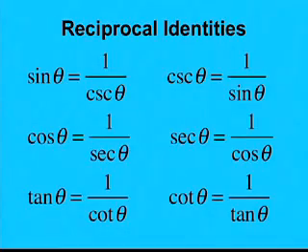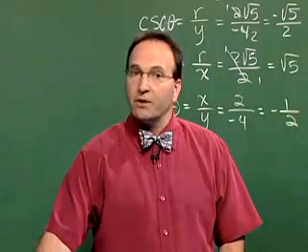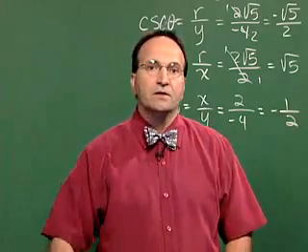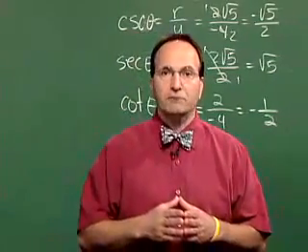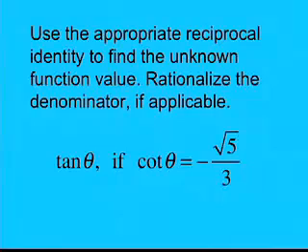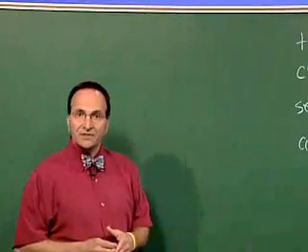Let's do an example where we use these reciprocal identities. Use the appropriate reciprocal identities to find the unknown function values. Rationalize the denominator if applicable. And we have the tangent of theta if we know that the cotangent of theta is equal to negative square root of 5 over 3. So we want to find tangent of theta.